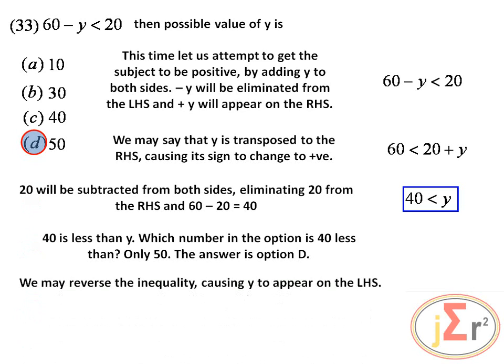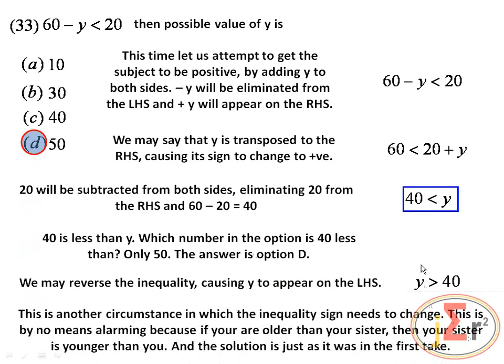We may reverse the inequality, causing y to appear on the left hand side. So we may reverse this: y on this side, 40 on the other side, like so. Notice that by so doing, the inequality sign will also change. So when we are reversing an inequality, the inequality sign is required to be changed also. This is another circumstance in which the inequality sign needs to change.